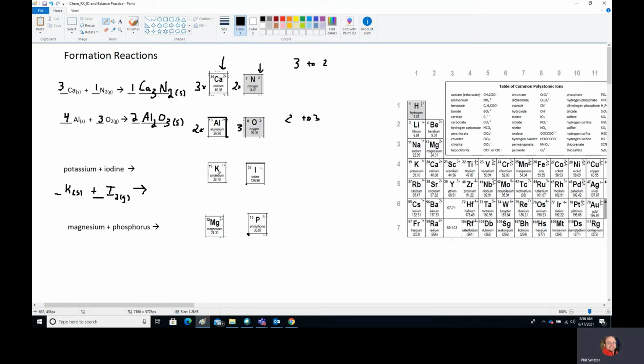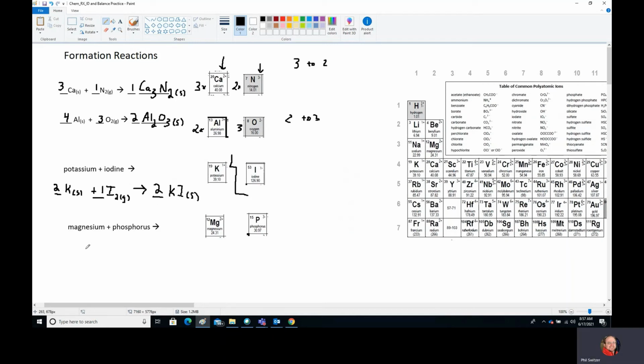For sure they're going to combine. This one is a metal, and this one is on the other side of the staircase. It's a non-metal, so for sure they combine. Oh, and a nice 1-to-1 ratio. KI, solid. Still looks out of whack though. There's 2 iodines there, only 1 there, so let's put a 2 on this coefficient here. And we better put a 2 over here now because the potassium is not balanced. And we'll put a 1. 2 moles potassium plus 1 mole of iodine is going to give 2 moles of potassium iodide.